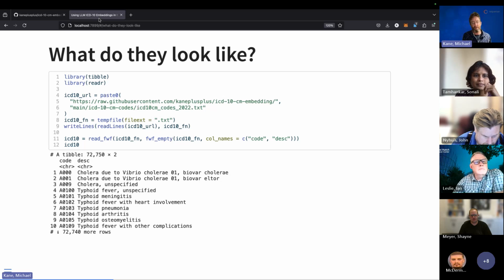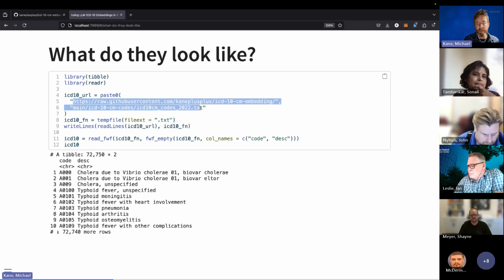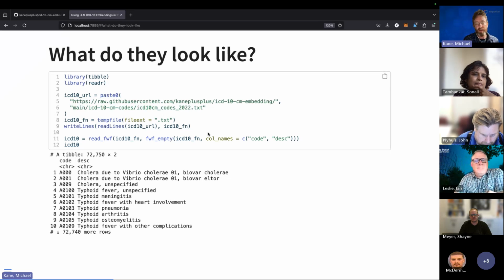So what do these look like? Again, we have a copy of the ICD-10 codes in the repository. This first set of code, I'm just going to grab this. This is the URL on GitHub to grab the ICD-10 codes. I'm just going to write this to a temporary file and read it back in. We did make sure when we downloaded that code that the representation of the ICD-10 codes is exactly as they were downloaded. That's in fixed width format, which is a little bit dated at this point, but we did include the code for actually reading that in.